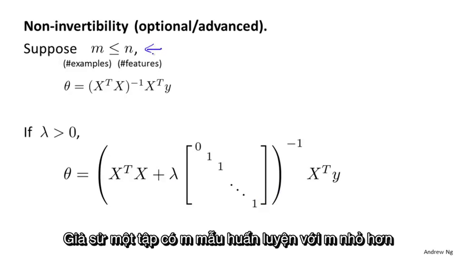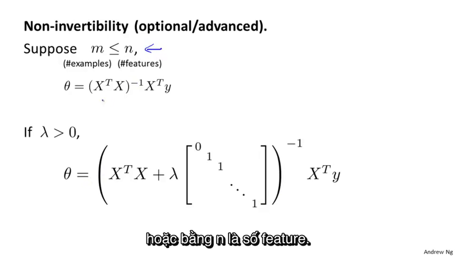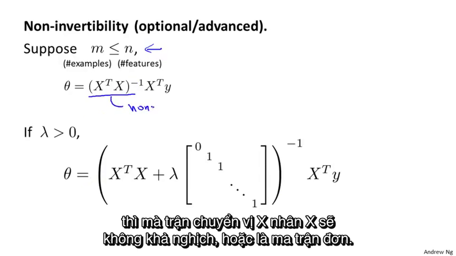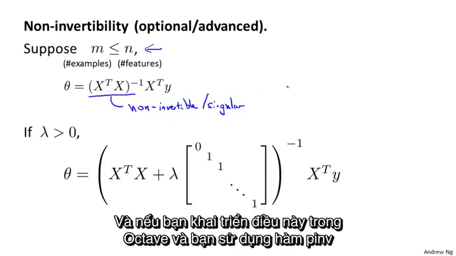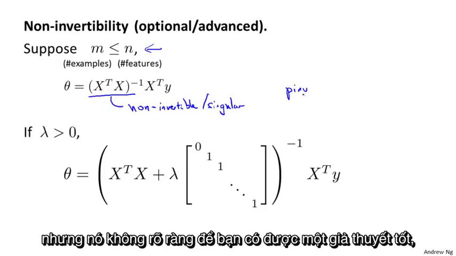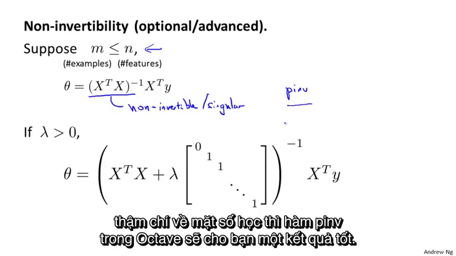Now, consider a setting where m, the number of examples, is less than or equal to n, the number of features. If you have fewer examples than features, then this matrix, X transpose X, will be non-invertible, or singular, or the other term for this is the matrix will be degenerate. And if you implement this in Octave anyway, and you use the pinv function to take the pseudo-inverse, it'll kind of do the right thing, but it's not clear that it'll give you a very good hypothesis, even though numerically, the Octave pinv function will give you a result that kind of makes sense.